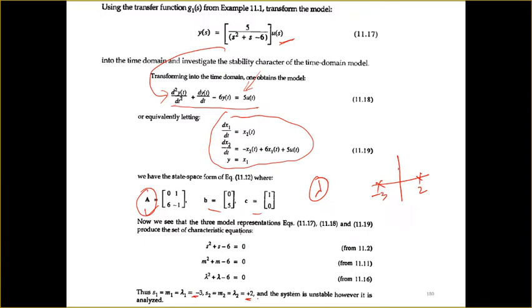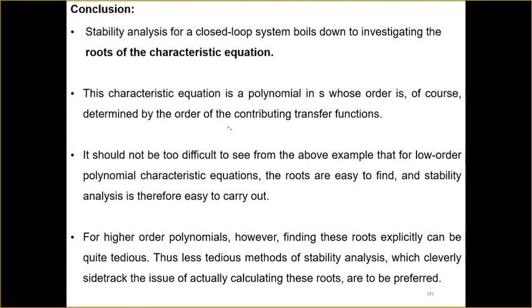So is the system stable or unstable? Unstable. Why? Because one of the poles is lying in the right half of the s plane, and therefore the system is unstable, right? So the stability analysis of the closed loop system boils down to investigating the roots of the characteristic equation.